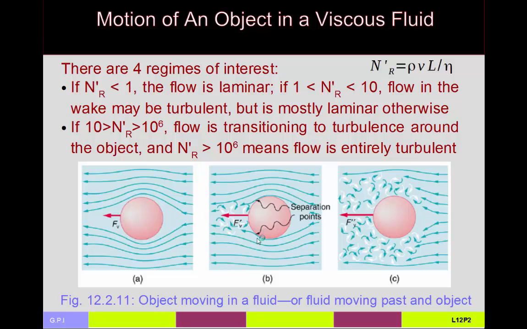The separation points are the points on the object at which the laminar flow lines basically separate out and hit turbulence. So laminar flow, the lines would basically go kind of around the object like this. Here you see that they start going around the object and they leave from the object, and at that point they start becoming turbulent. So that's what the relevance of these separation points is.